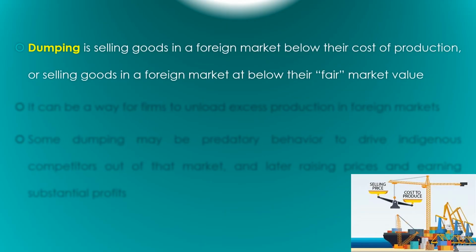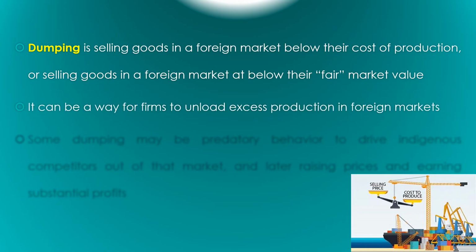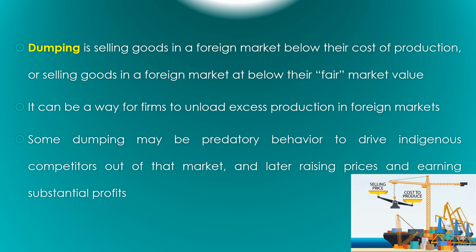Dumping is selling goods in a foreign market below their cost of production, or selling goods in a foreign market at below their fair market value. It can be a way for firms to unload excess production in foreign markets. Some dumping may be predatory behavior to drive indigenous competitors out of that market and later raise prices and earn substantial profits. As a result, government may impose anti-dumping policies.